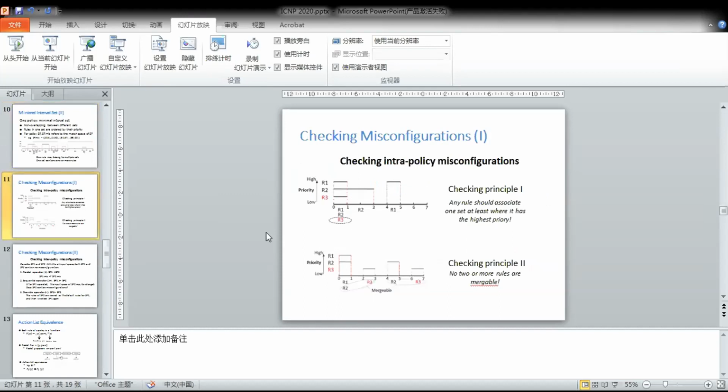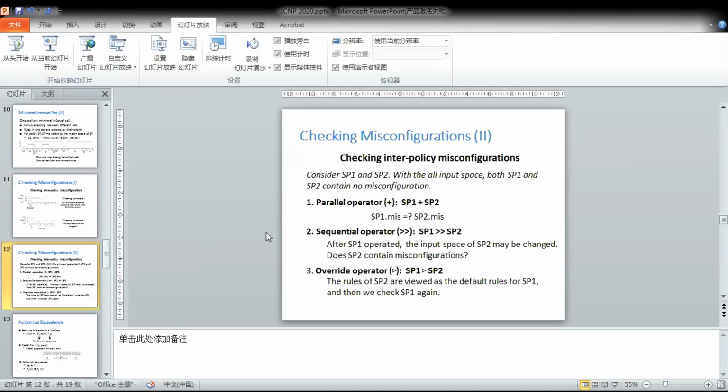Based on the above principles and data structures, we can check misconfiguration very fast. First, we show how to check intra-policy misconfiguration. More specifically, one rule may belong to multiple interval sets. In at least one set, this rule should be at the highest priority. Otherwise, it will violate principle one. Next, we check whether two or more rules can be merged or not. If the answer is yes, it obviously violates principle two.